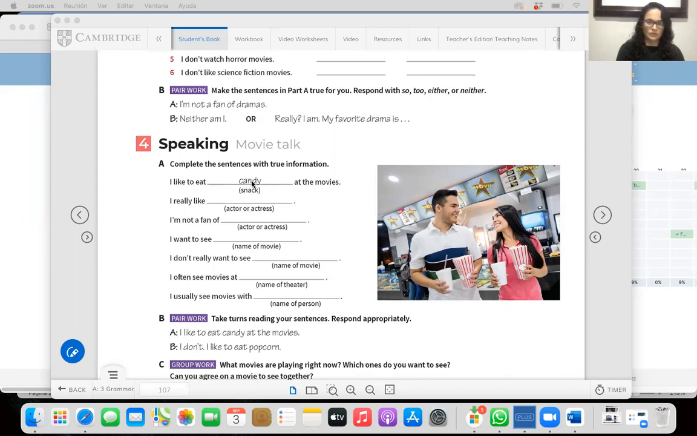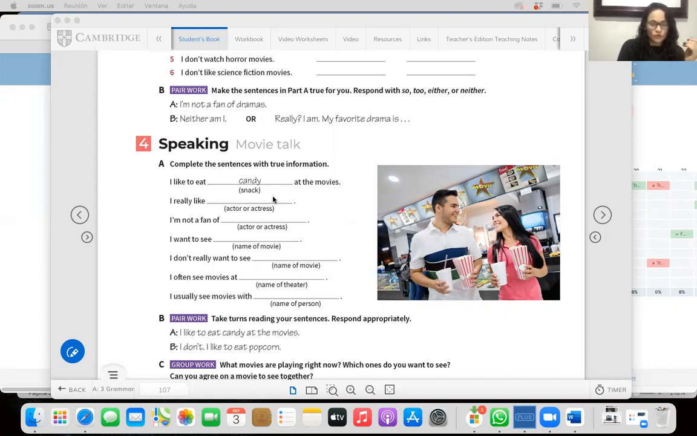For example, what snack? What is your favorite actor or actress? What is your favorite movie, or what movie you want to see? What movie you don't want to see? Where do you often go to the movies, and who do you usually go to the movies with? So this is a first activity. You need to do this activity because you're going to create one dialogue for this section, because you're actually going to make two dialogues. The first dialogue has to do with this. So you need to get together with a partner.